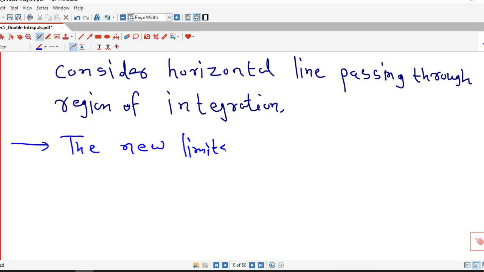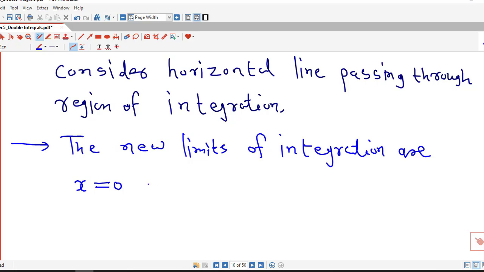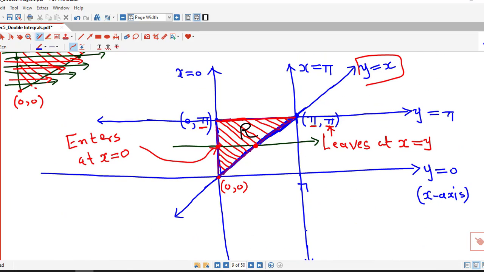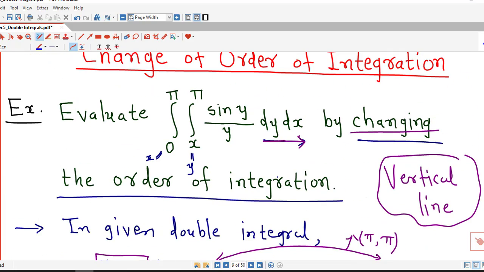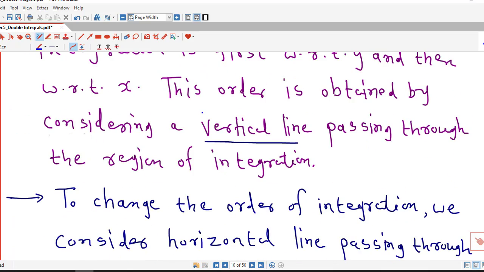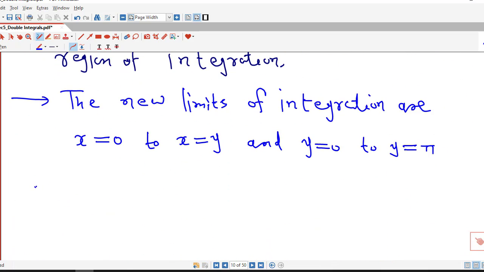The new limits of integration: x is from 0 to x equal to y, and y is from 0 to y equal to pi. So let me check again. X is from 0 to x equal to pi, and here y is 0 at the lowermost point, and at the uppermost point y is pi. So now we find that we have obtained the double integral which is equivalent to the given double integral.